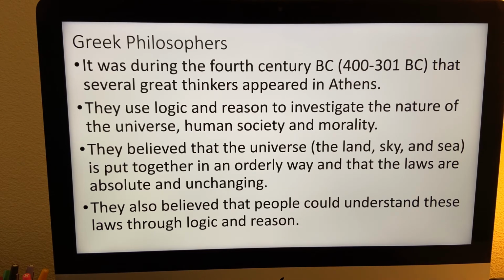So it was in the 4th century BC, so 400 to 300 BC, that a lot of great thinkers were starting to appear in Athens. And we call those people philosophers today. They used logic and reason to investigate the nature of the universe and human society and morality. They believed that the universe, which is the land, sky, the sea, is put together in an orderly fashion, and that the laws are absolute and they don't change. They also believed that a person could understand these laws through logic and reason.